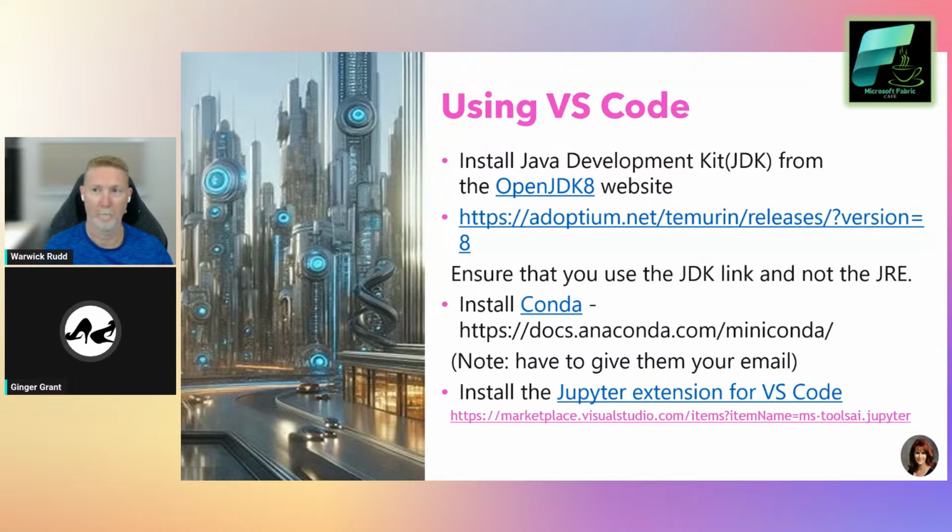Now, there is a bit of setup that is involved to make that happen. You do need to install the Java Development Kit from the Open JDK website, and you want to make sure that you install the JDK, not the JRE. You need to install Conda from Miniconda. You may or may not have to give them your email. I've done it twice. One time you did, one time I didn't. And then you'll need to install the Jupyter extension for VS Code and, of course, the Synapse extension. So that's the kind of things you need to do to prepare to be able to use VS Code as your environment for Fabric, because once you have it configured, you can use it instead.